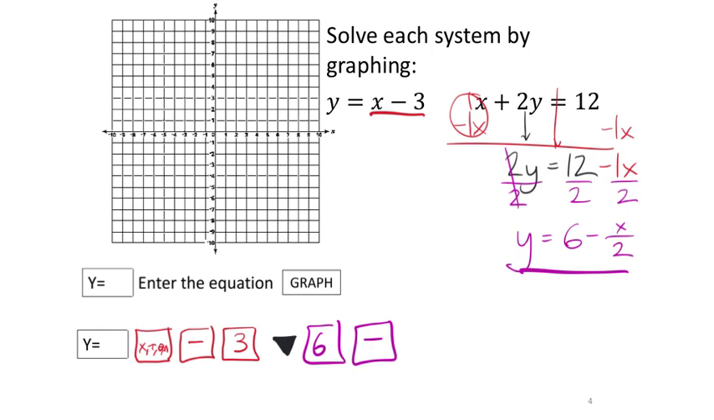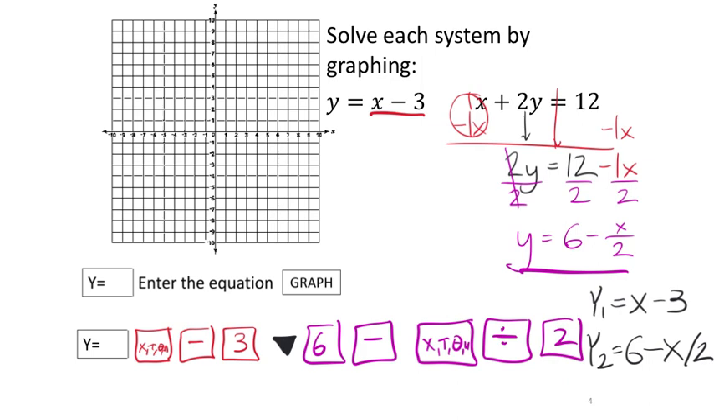So I'm making that a phantom 1. But yeah, I've got to push my x button again, X, T, theta, n, which is my x button. And then it's a fraction, so I'm going to have to push the divide button, which is my divide by 2. Okay, so on your calculator, this is what you should see. This is what I'm seeing on my calculator. Those are my 2 equations right there. I've got my red one, I've got my purple one. I'm ready to graph.